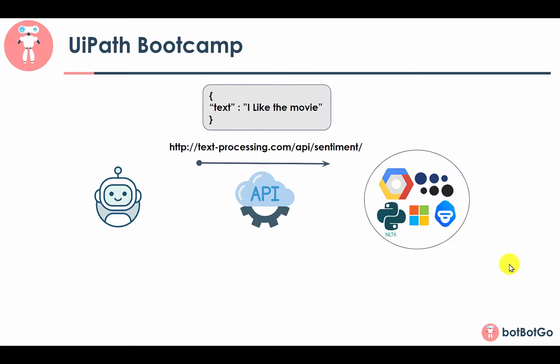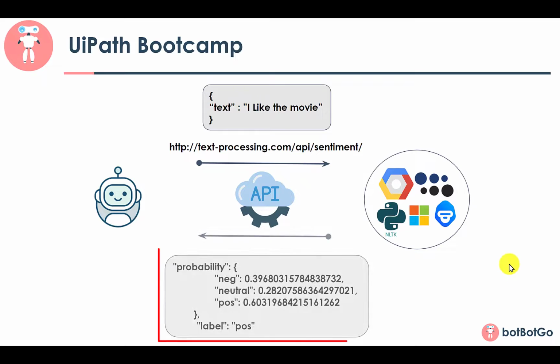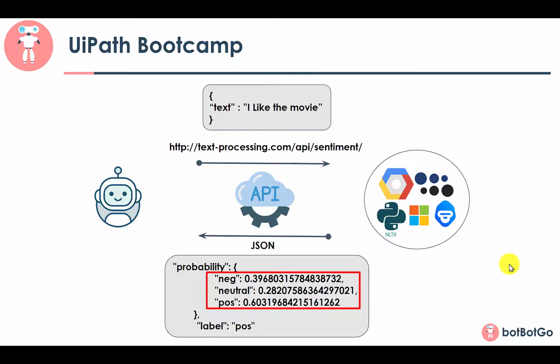This movie review would then be processed by the AI model, and a response would be sent back to the robot. This response may vary depending on the type of request you made. Since in our case, we have asked for a sentiment analysis, we get a dictionary with probability score of various sentiments, and a label parameter which says that the text has positive sentiments.